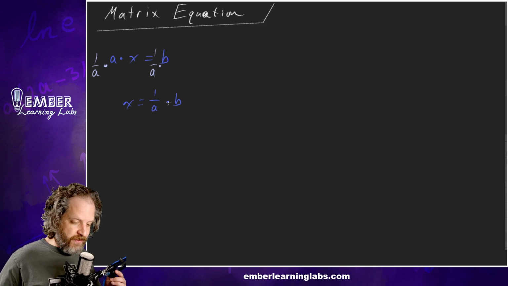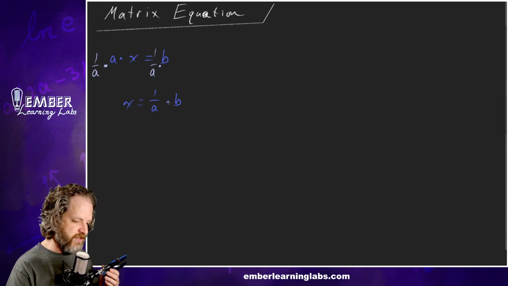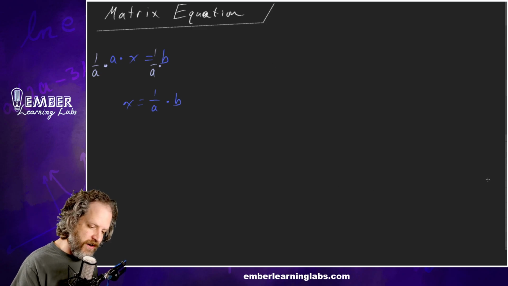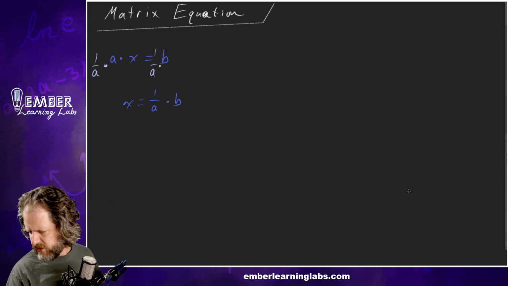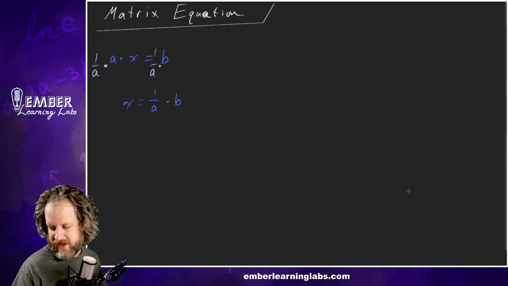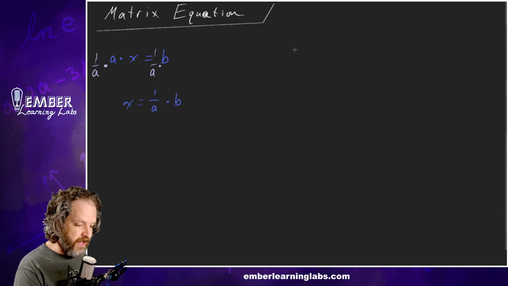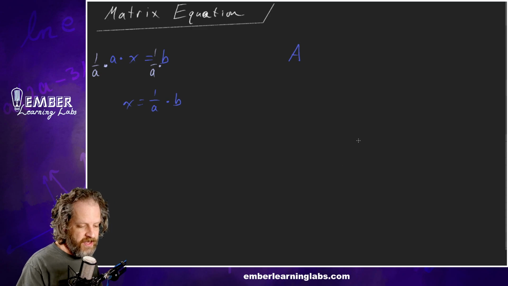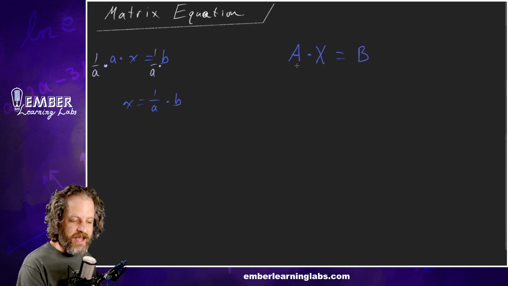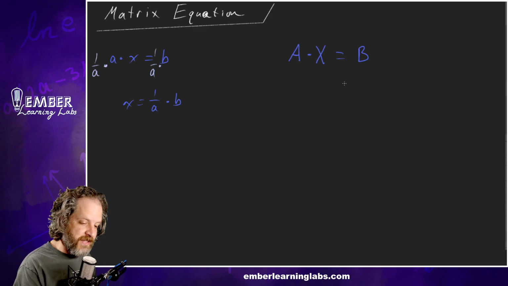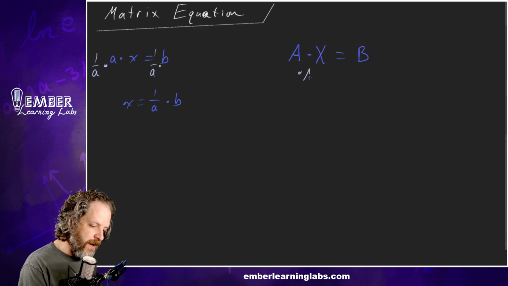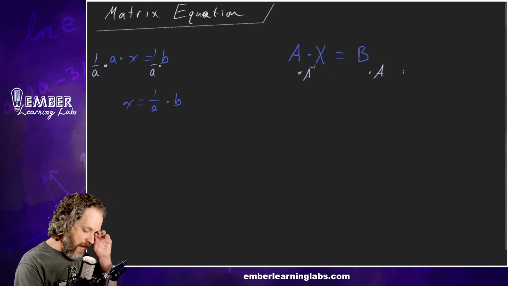It turns out that you can do the same thing with matrices. So I'm going to write something generic here, and then we're going to use this to actually solve a system. If I have an equation where I have matrix A times matrix X equals matrix B, how would I get rid of this matrix A? Well, I would multiply both sides by the inverse of A.